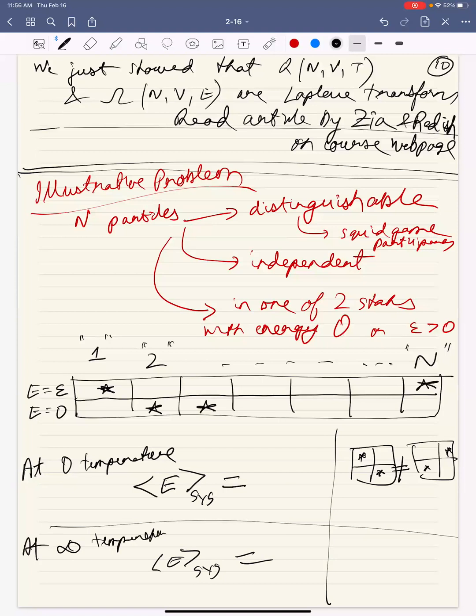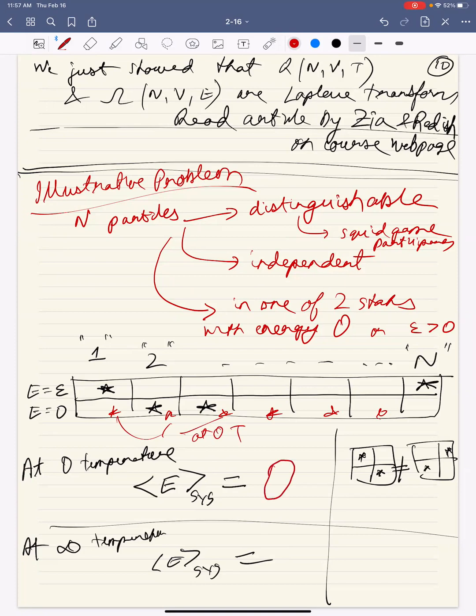Yeah, it's intuitive. Everything goes to ground state, right? And there is a unique ground state. Everything comes and drops in the bottom, right? At 0 temperature, you expect this to be 0 intuitively.